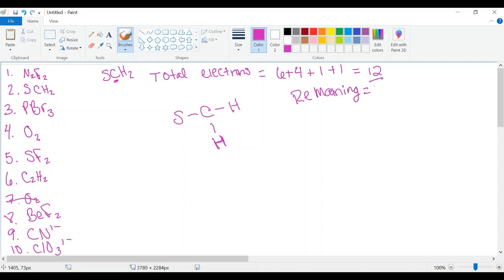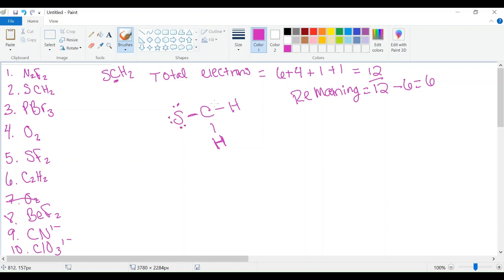So that's going to be the 12 I started with minus the ones that are taken up in these bonds. So I have 2, 4, and 6. So I have the 12 I started with minus the 6 in bonds, so I have 6 remaining. That means I can put 6 electrons around everything else that's on here. I'm never going to put them on my hydrogens because hydrogen doesn't want any more electrons. So I'm going to do 2, 4, and 6.